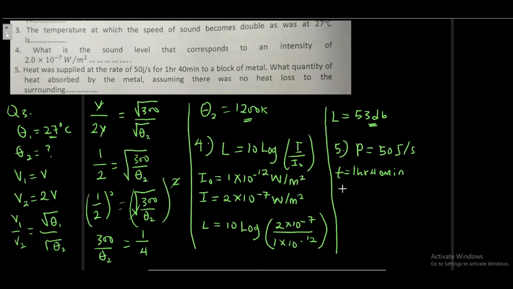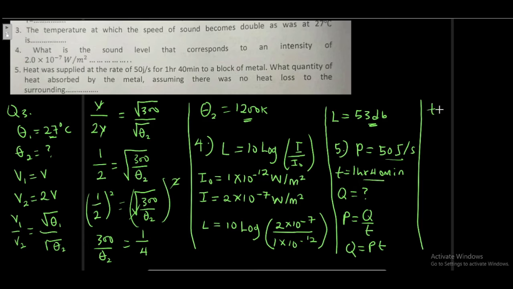So we are looking for the quantity of heat energy. Now, what's the relationship between quantity of heat energy or energy with power? We know that power is equal to heat energy or energy all over time. So to get Q, we simply say Q will be equal to power times time. All right. So now, what is the power in this question? Power was given to us to be 50 joules per second. Time is 1 hour 40 minutes.